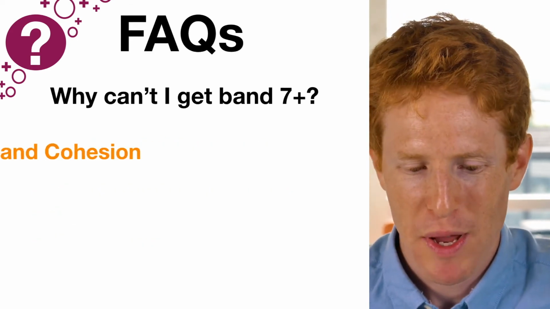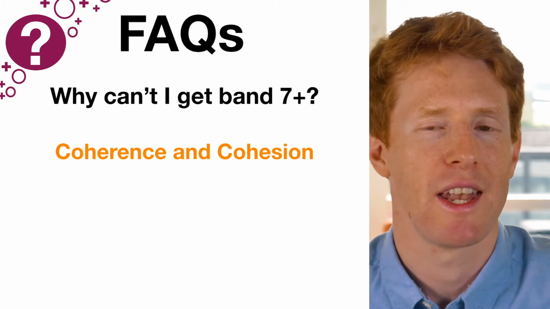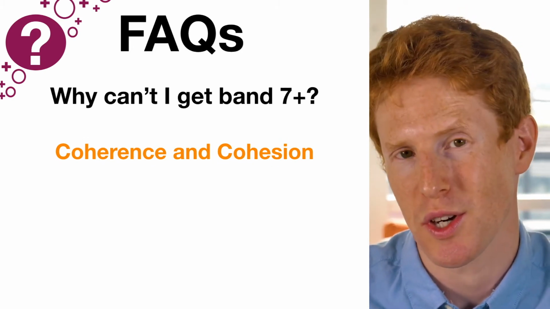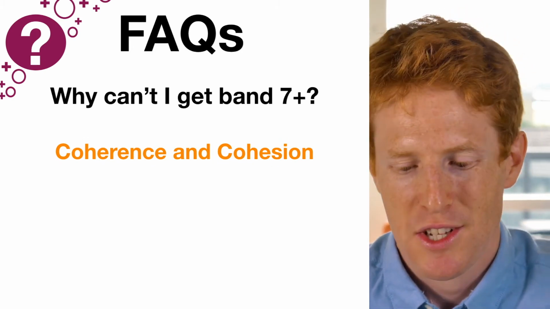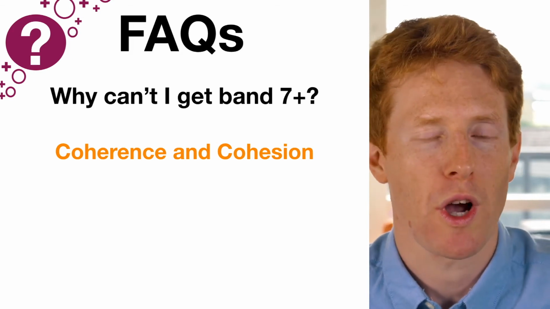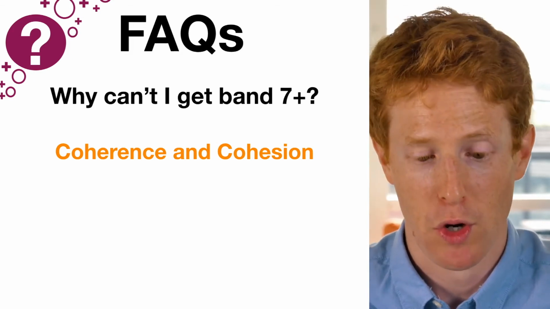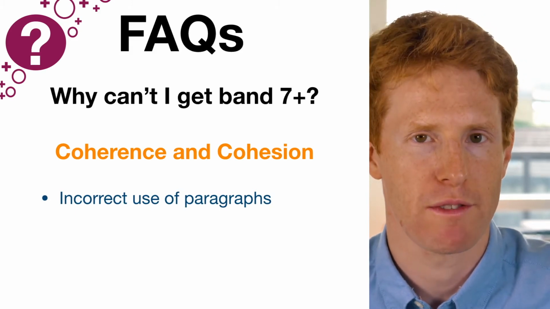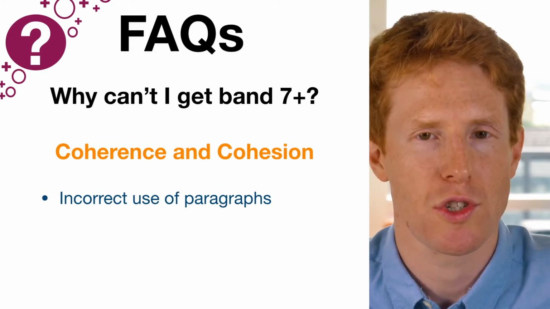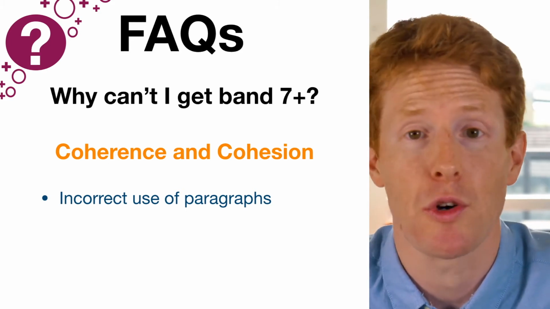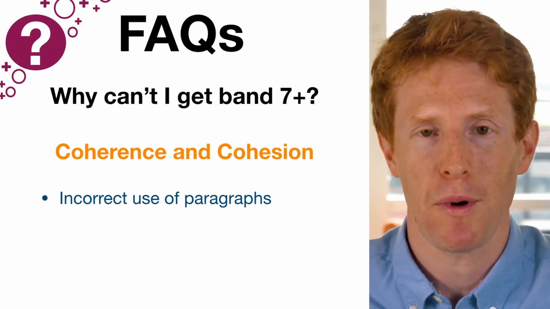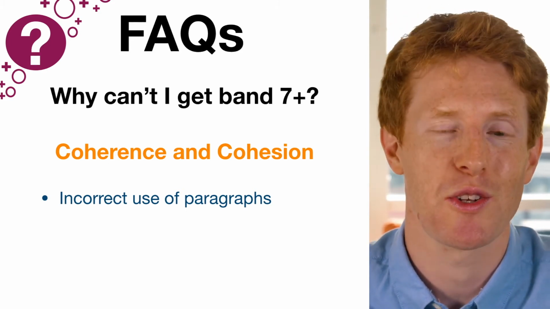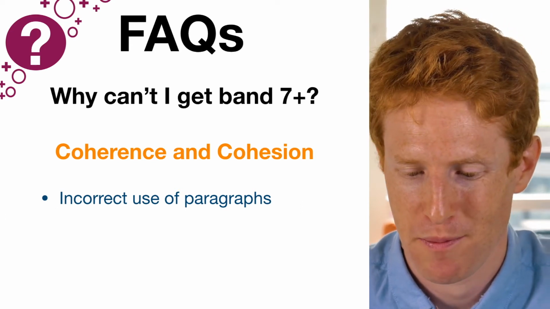Okay, next we have coherence and cohesion. Now, this refers to the structure of your answer. So, one reason why you might not be getting band 7 for coherence and cohesion is that you have an incorrect use of paragraphs. Maybe your paragraphs aren't logical, or you might not even have paragraphs at all, in which case you're going to lose a lot of marks for coherence and cohesion.